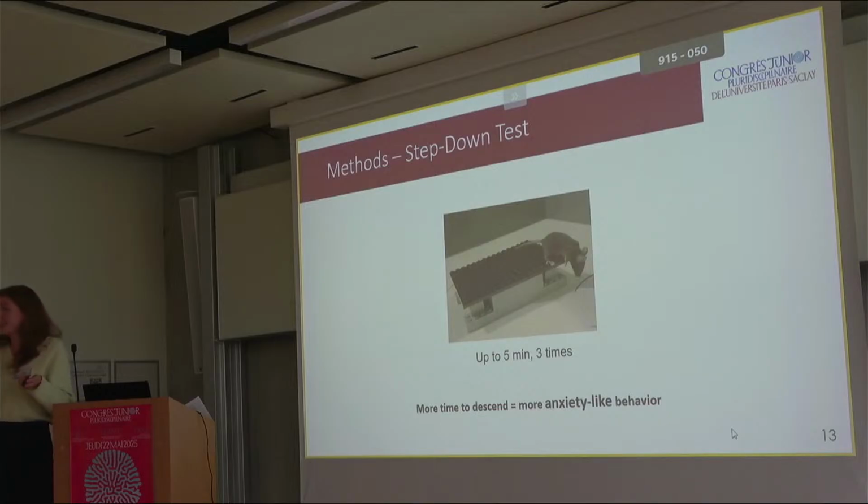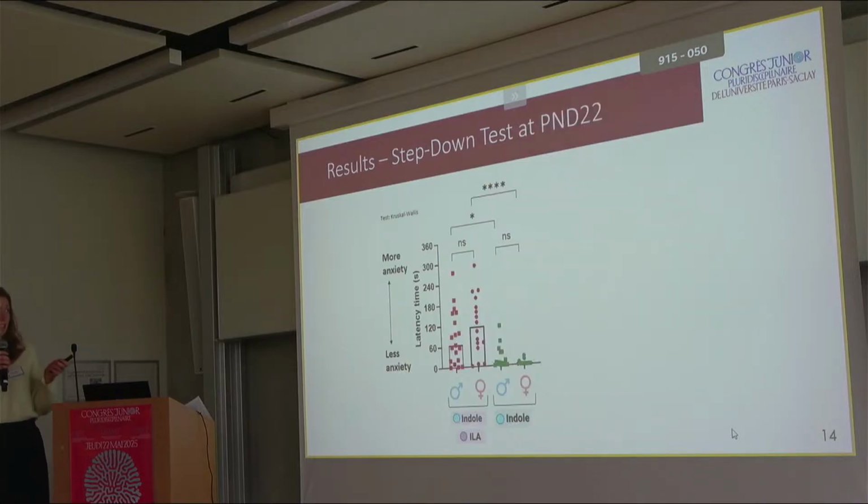So what do these tests look like? One example of a test of anxiety-like behavior is the step-down test. In this test, we place a mouse on an elevated platform, and we measure the amount of time it takes for the mouse to descend from the platform. More time to descend from the platform is considered more anxiety-like behavior.